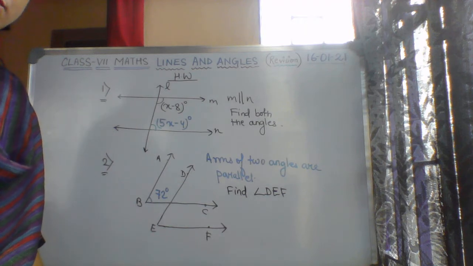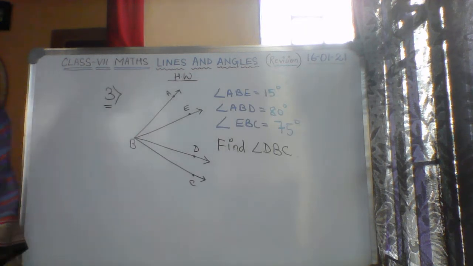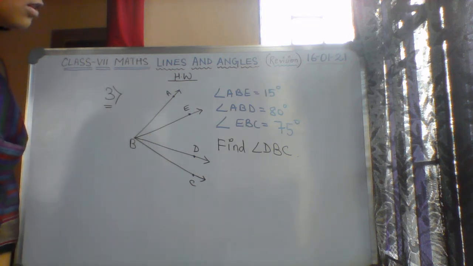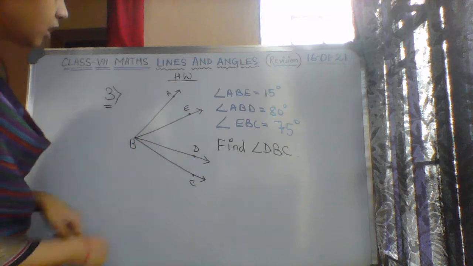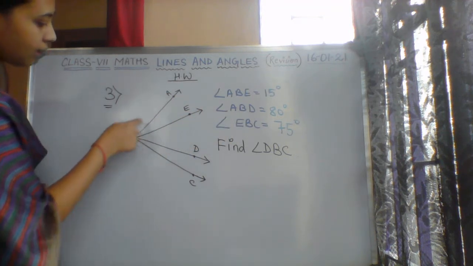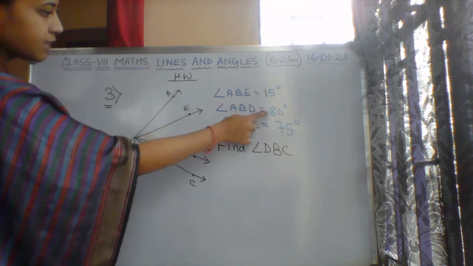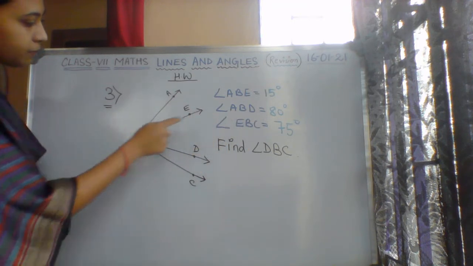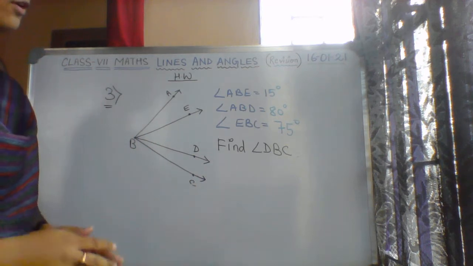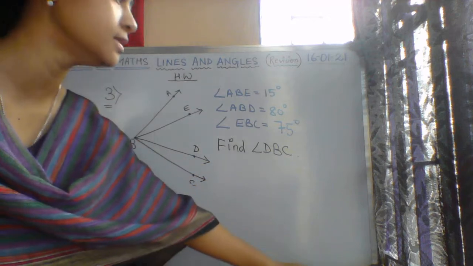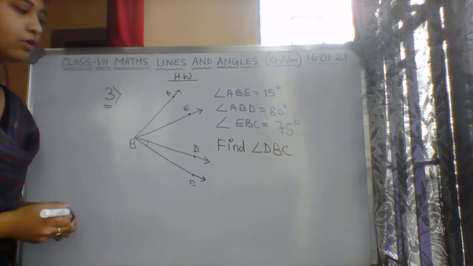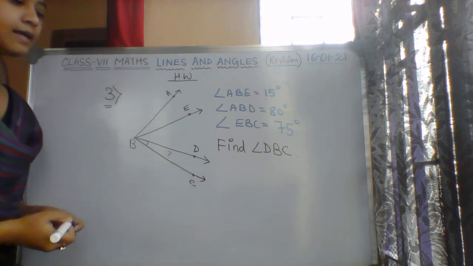Now one more question is for you. Here you can see the figure. What is given in the question: ABE angle measurement 15 degree, ABD angle is 80 degree, and angle EBC is given 75 degree. You are going to find out the angle DBC. This angle you are going to find out. What will be that angle?